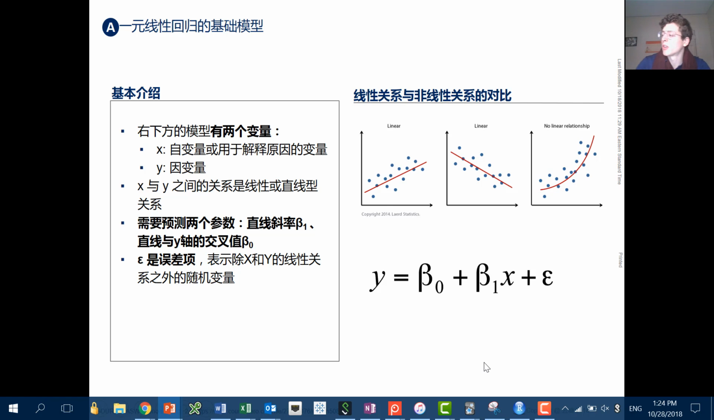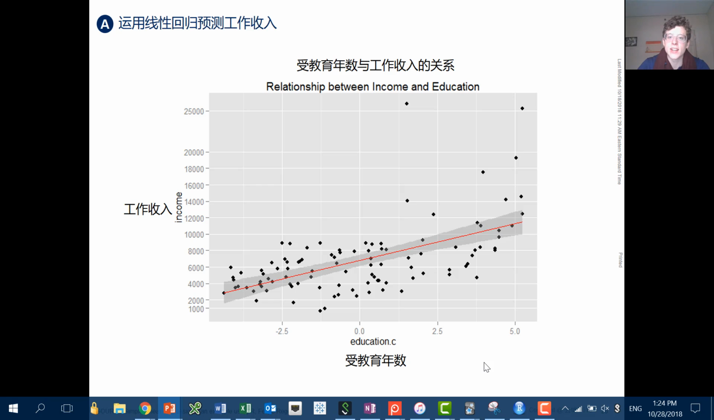So that's what we'll be looking to create. Here's an example of a linear regression in our previous data set, and we'll actually dive into this. I'll give you a little example in a second in my data set. So here is the relationship between income and education using a linear regression line.